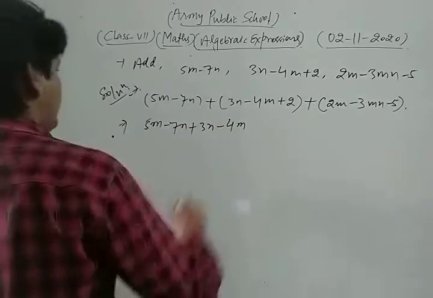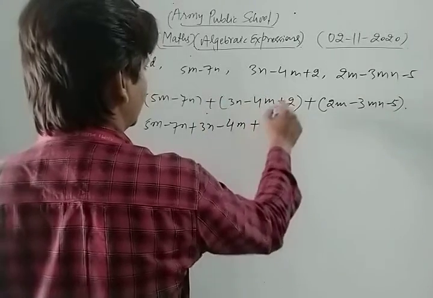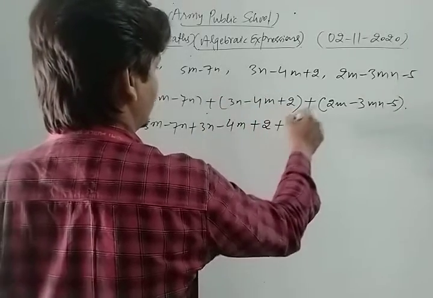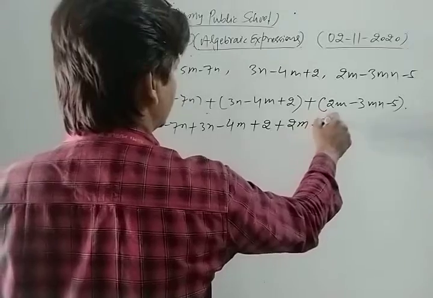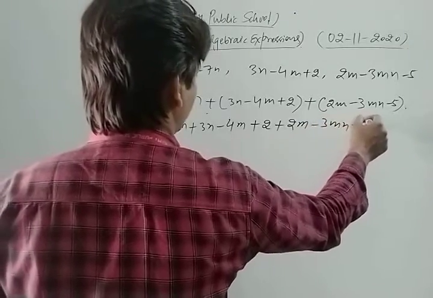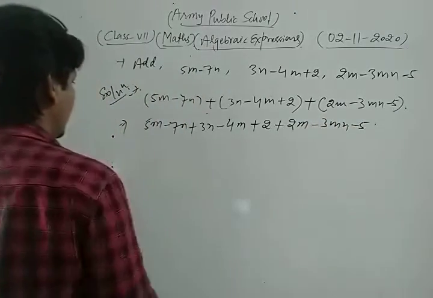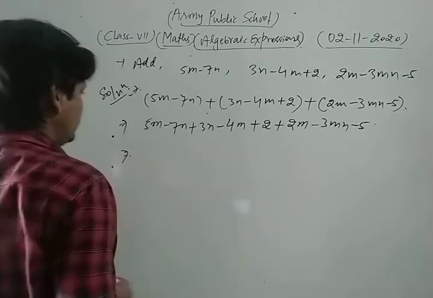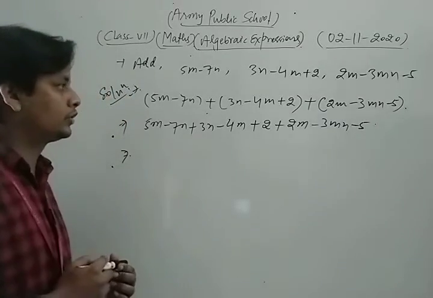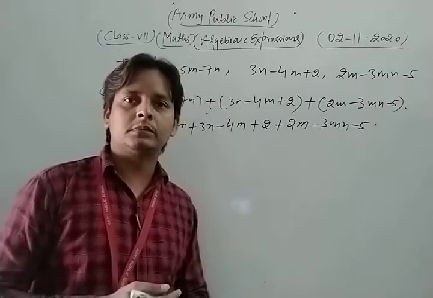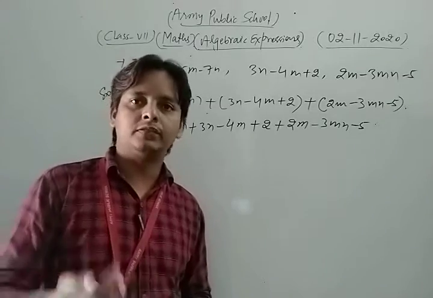Plus 2 plus, here we write 2m minus 3mn minus 5. Okay, now look at the solution. Look, this one I just discussed. First we collect the like terms, after that we simplify it easily.